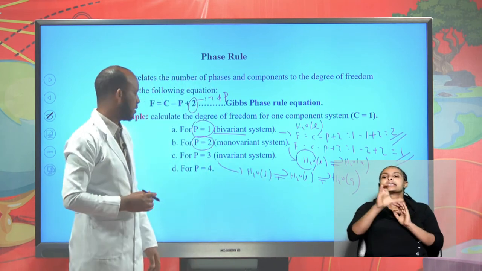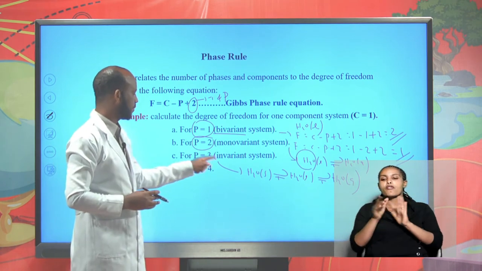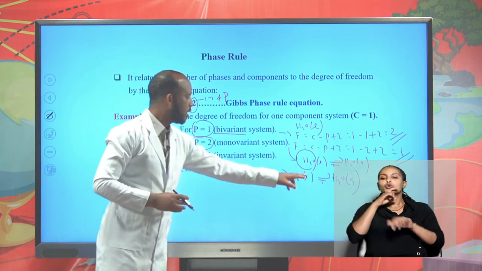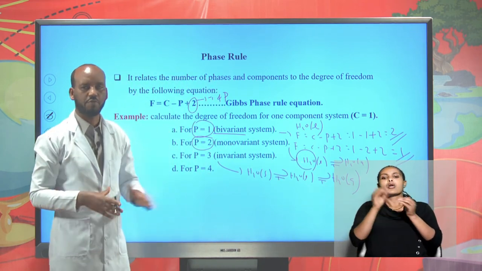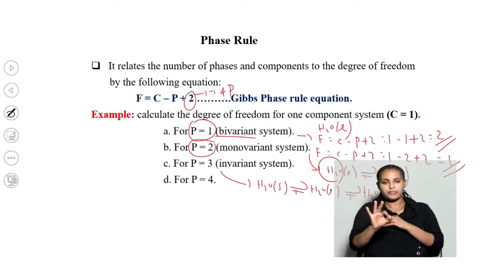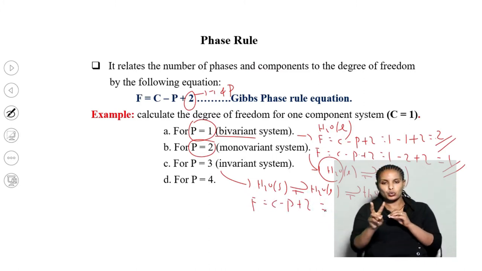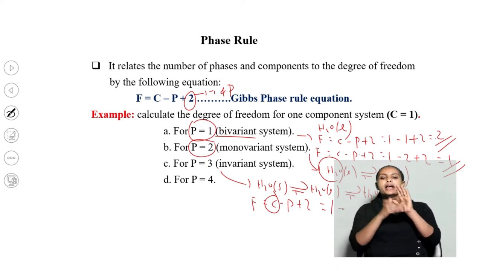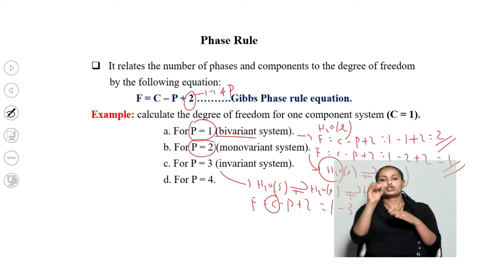C is 1. Phase P is 3, the number of phases is 3: solid, liquid, and gas. Now calculate the degree of freedom for this system. Degree of freedom, F equals C minus P plus 2. C is 1, a one component system. 1 minus phase 3 plus 2. 1 minus 3 is minus 2, plus 2 is 0.